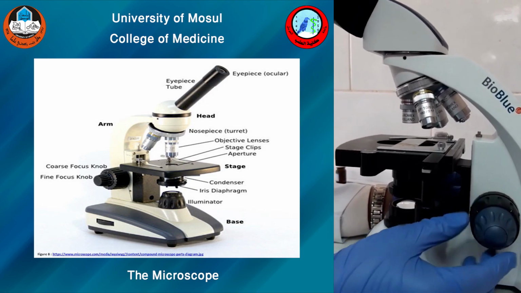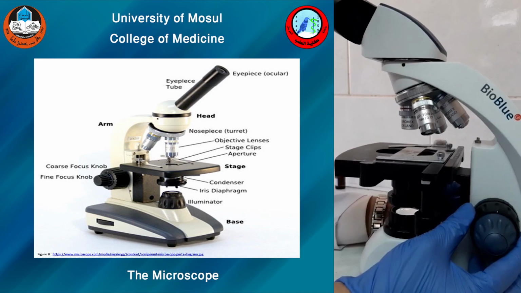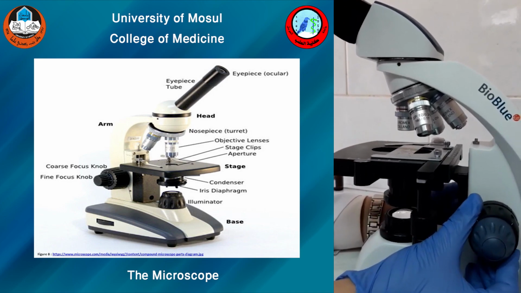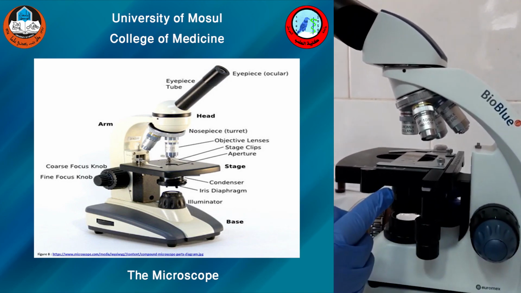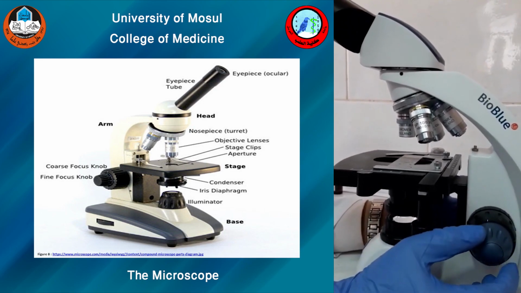Now the coarse adjustment knob will move the stage coarsely. As you see, the movement upward and downward can be seen by the naked eye, while the fine adjustment knob will move it finely.